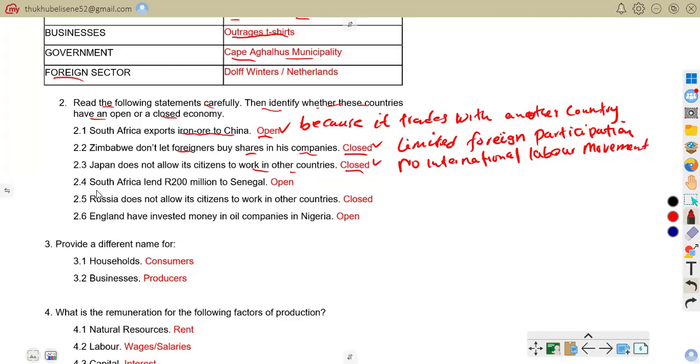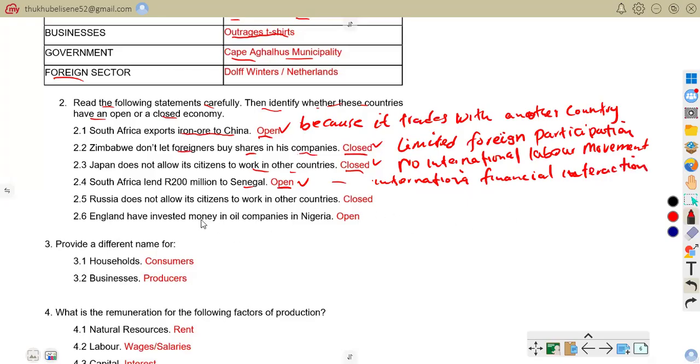Now it further on says 2.4, South Africa lent 200 million to Senegal. So this is an open economy because South Africa lends money to Senegal. It's an open economy, international financial interaction. So that is why it's an open economy. We're talking about international financial interaction.